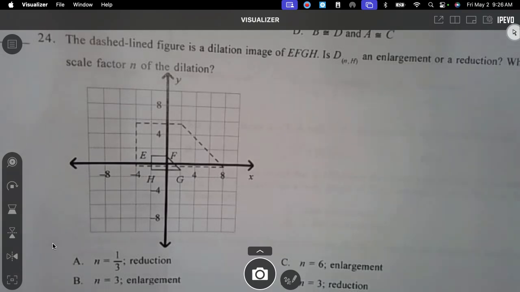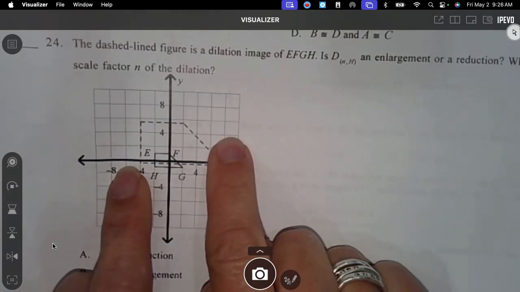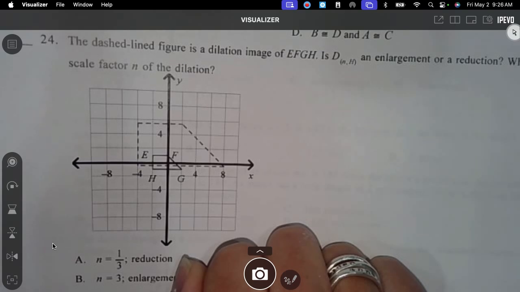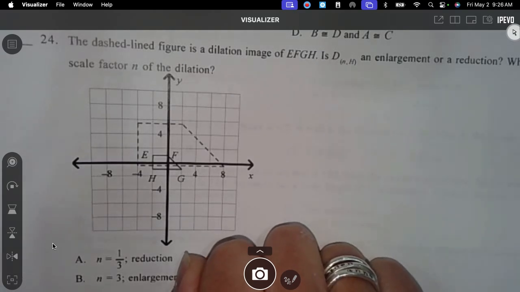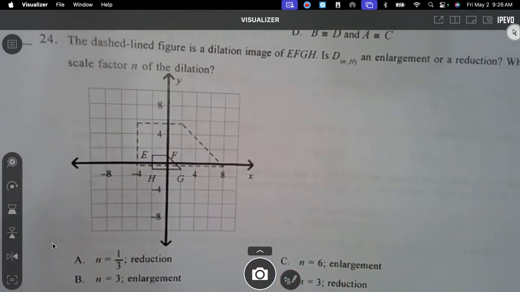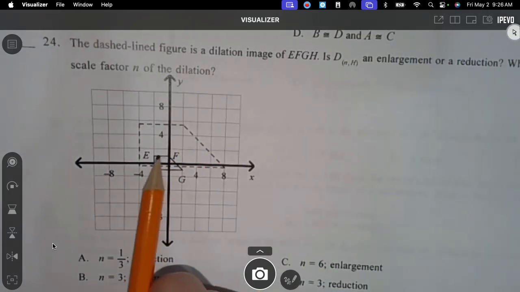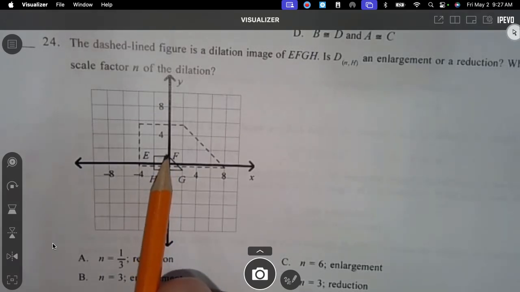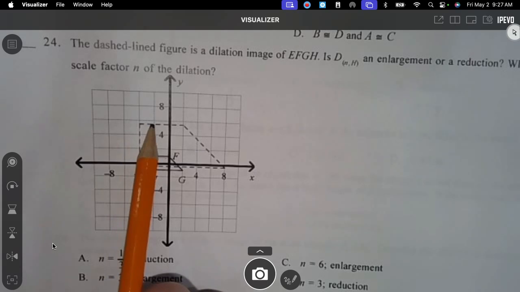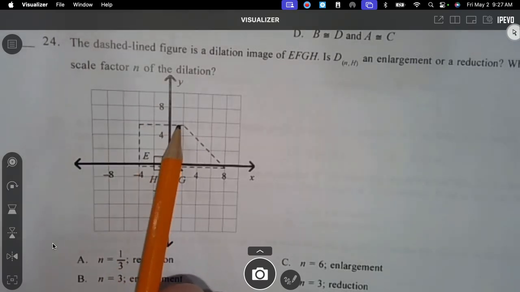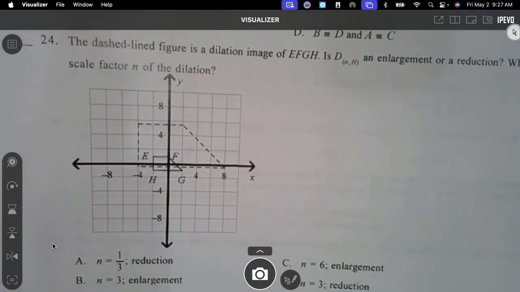Is everybody good with that? You just have to know we're going to the dotted line. So from here to here is an enlargement. Then it says, what is the scale factor? So let's see, what is the length of, let's just do this side right here, the top. What's the length of this? We're counting by twos, so it's 2. Okay, let's see what this one is. 2, 4, 6. What did I have to multiply by? 3. So what's your answer? It's 3. It's B.